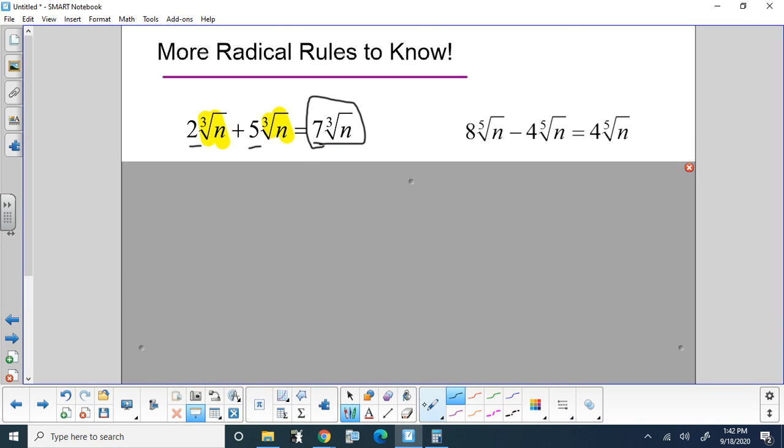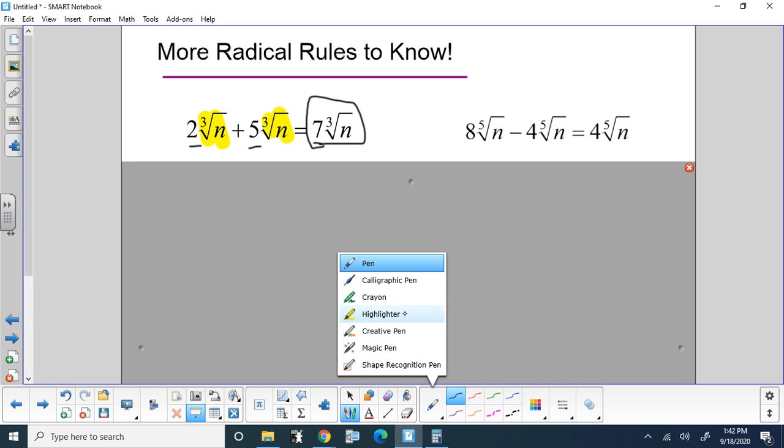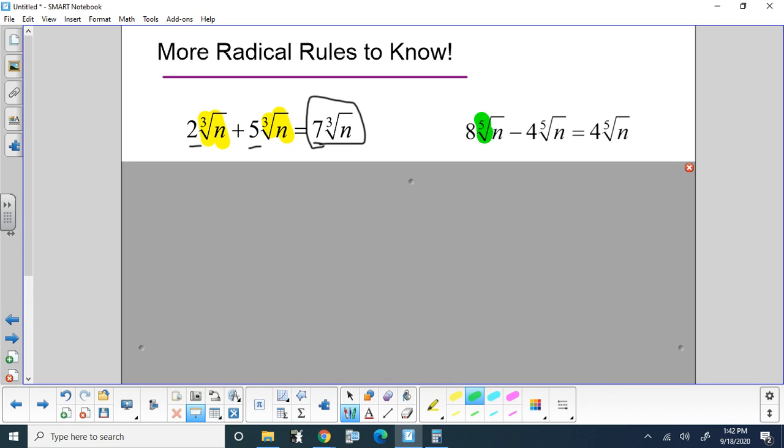The same rule applies when working with subtraction. Notice that we have the 5th root of n and the 5th root of n. I am then going to subtract the numbers that were in front of it. It's kind of like combining like terms. When I do this, I get a final answer of 4 times the 5th root of n. Note that sometimes you will have to simplify the radicals here in order to catch that they will simplify down nicely.